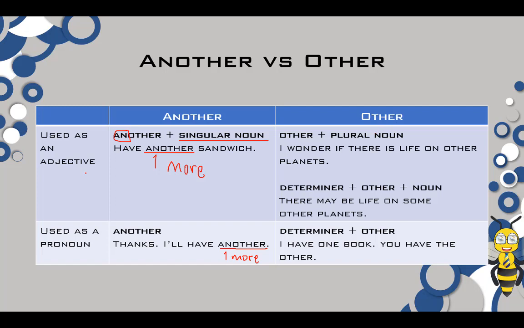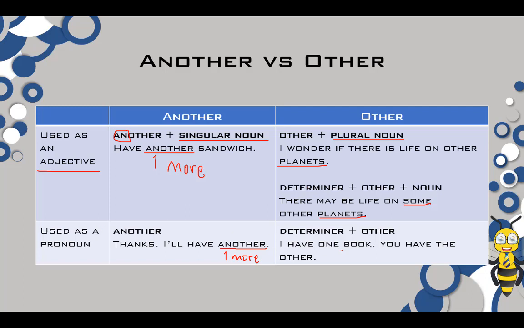And other can also be used as an adjective, okay? But other is going to be followed by a plural noun. For example, I wonder if there is life on other planets. Okay? It can also be used as an adjective. Okay. With other and a noun. For example, there might be life on some other planets. Here we have the determiner some, which refers to more than one, and then we have the noun in plural. Okay? We will never say something like some another because some refers to more than one and another means only one.